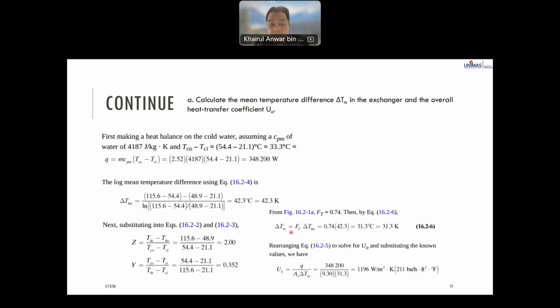So arranging equation 16.2-5 to solve for UO and substituting the known values, we have UO equal to Q over A naught delta TM, which is 1196.